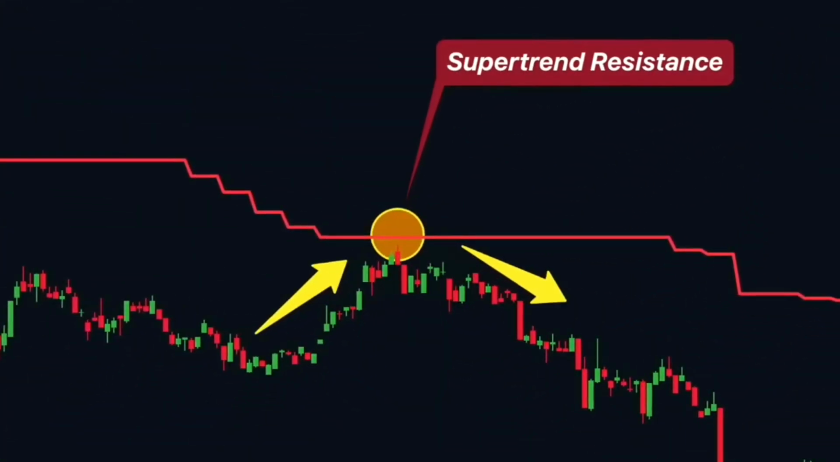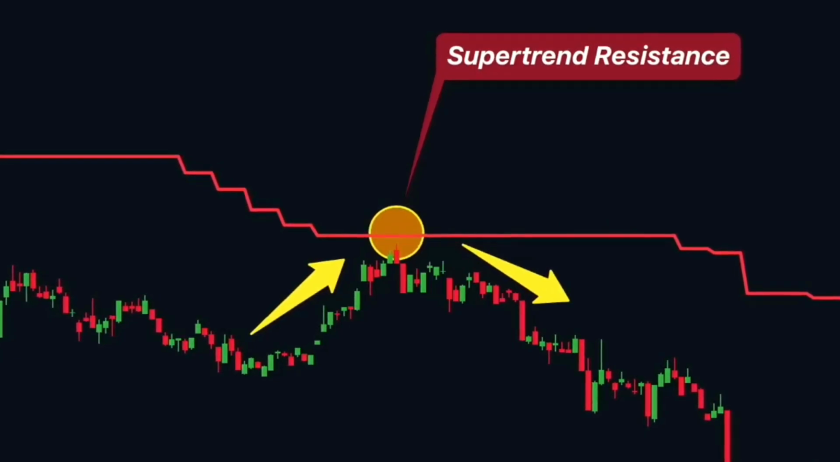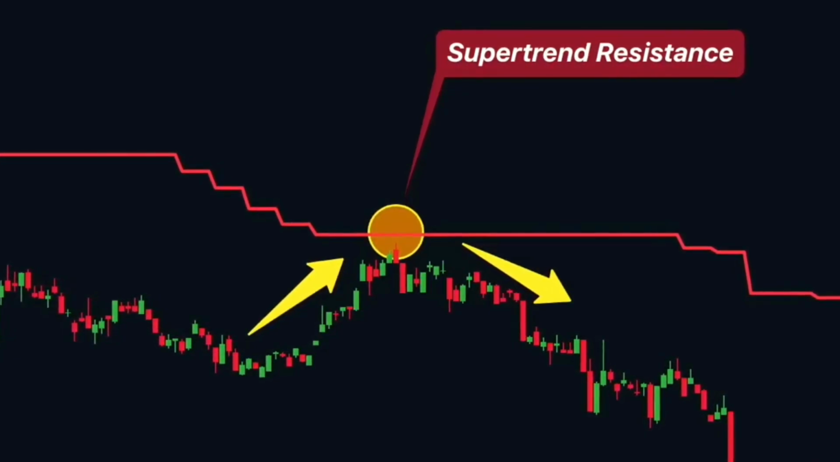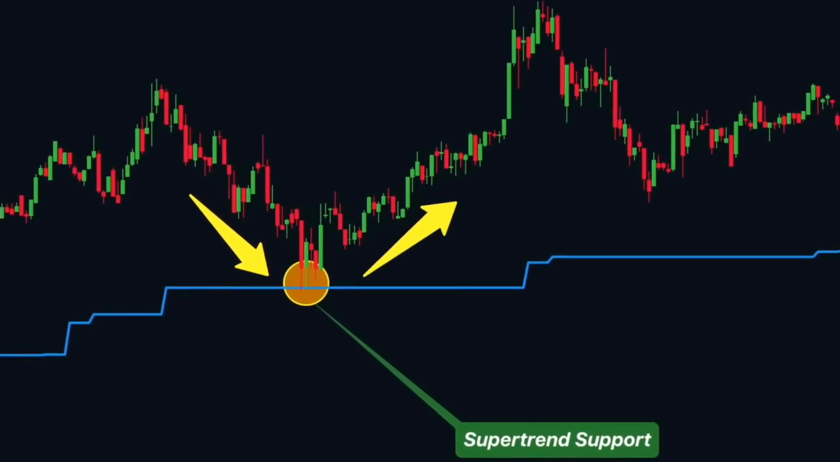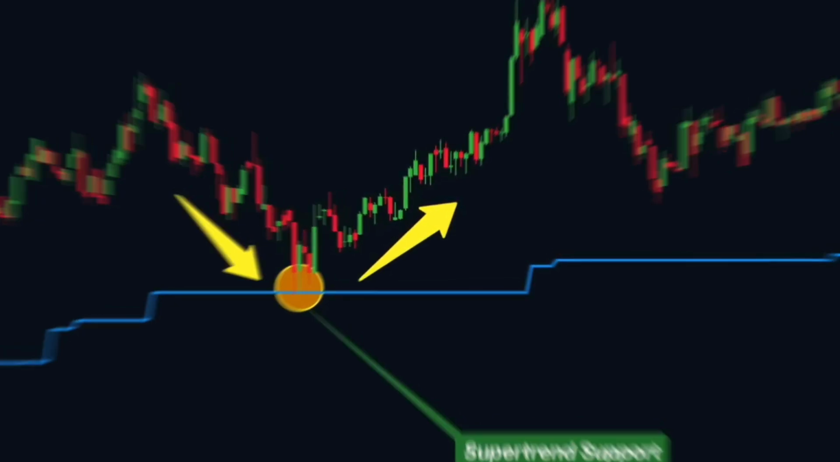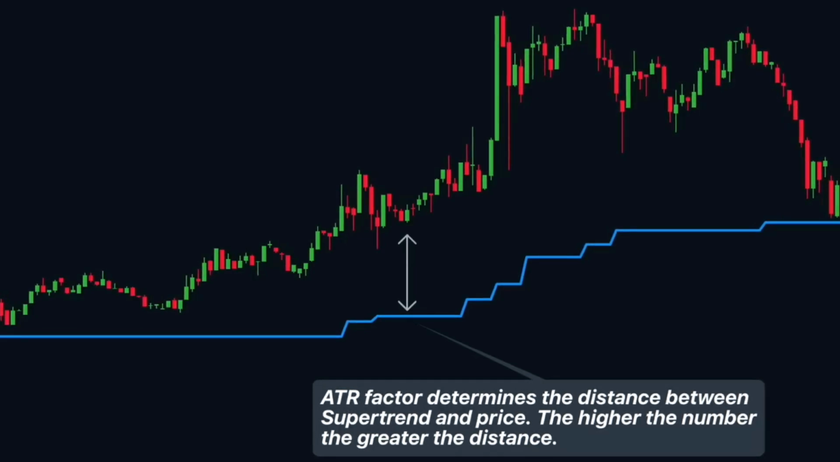This tool acts as dynamic support and resistance, often serving as reversal points for price movements and providing valuable entry and exit signals for traders. This strategy leverages the Super Trend indicator's ability to act as dynamic support and resistance. When the price approaches the Super Trend line, it often reverses, offering a high probability trading opportunity.